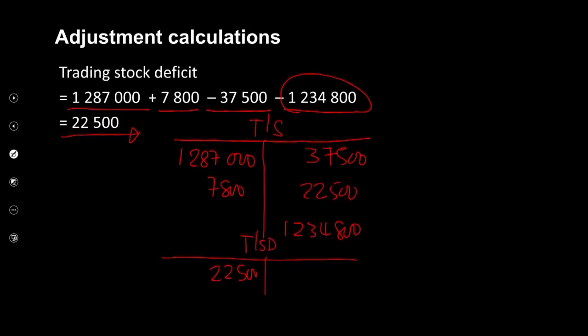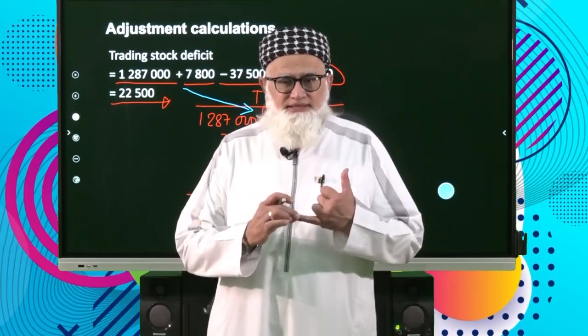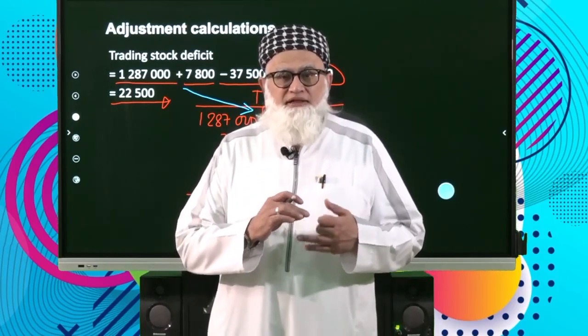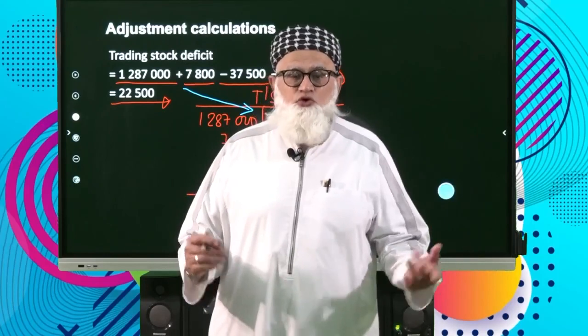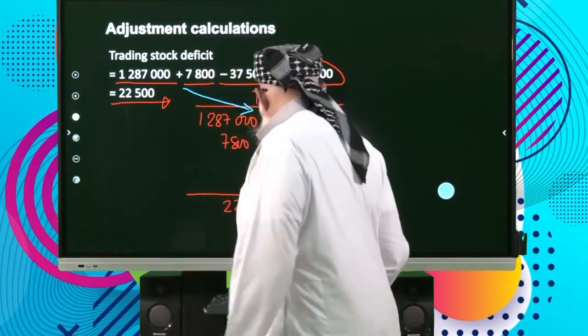Now watch this, guys, important. There's my calculation. I've also shown it to you in the form of a T account. The same thing: 1,287,000 plus 7,800 minus 37,500 minus the closing balance will give you the trading stock deficit of 22,500. All right, so to summarize that: opening balance of your trading stock, look at any other adjustments that you have on stock, then compare it to your final balance to give you either a trading stock deficit or a trading stock surplus. Okay, let's move on to the next adjustment.